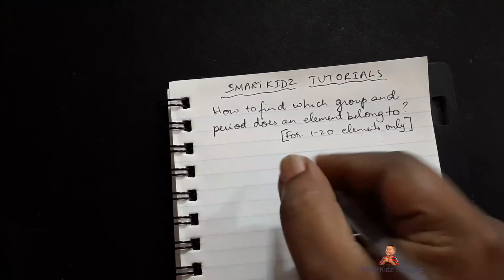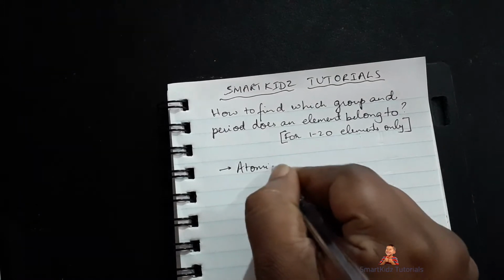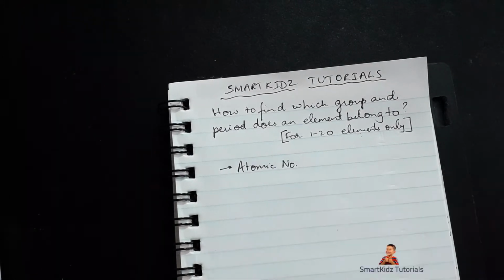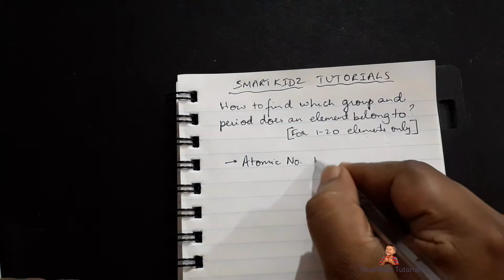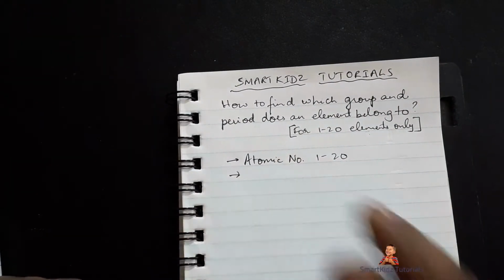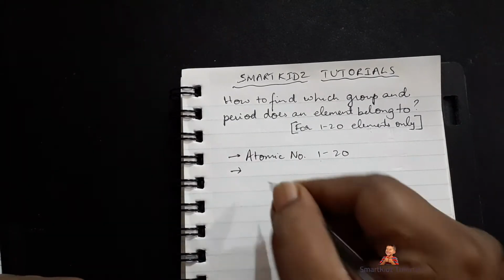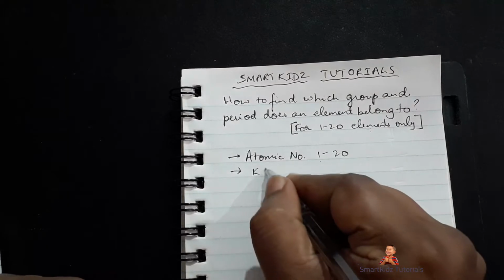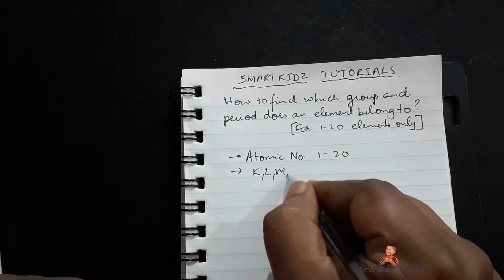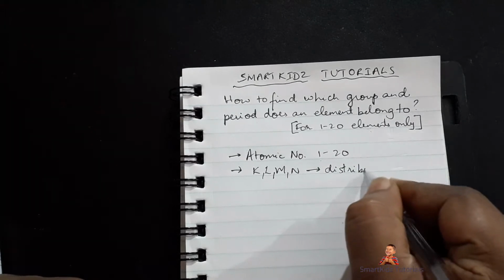First of all, for this trick to work, you need to know the atomic number of that element, which will be from 1 to 20, any one element. Next, how the electrons fill up in the various shells. There are 4 shells, that's K, L, M and N, and the distribution of electrons in these shells.